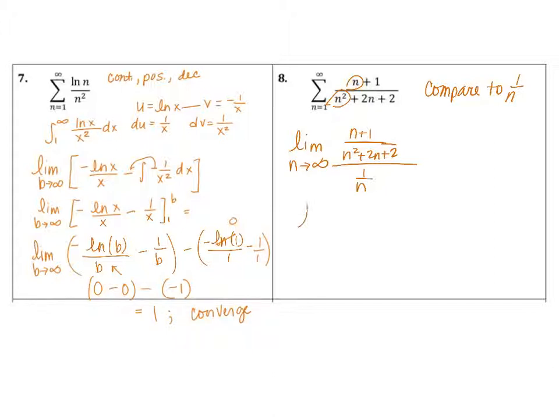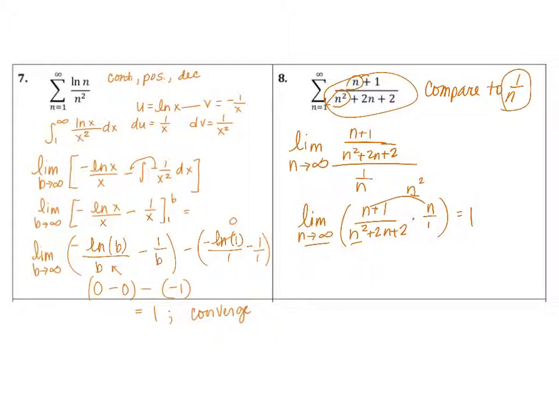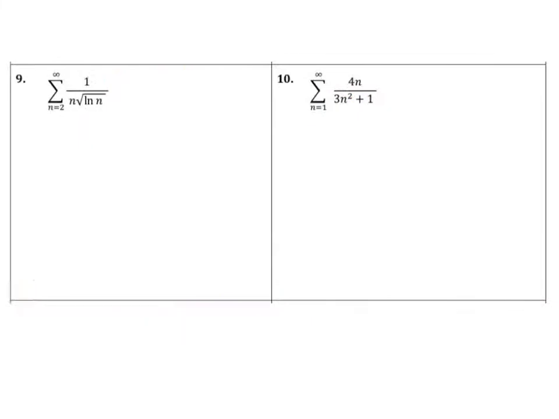Sweet goodness. So this is going to be the limit as n approaches infinity of n plus 1 over n squared plus 2n plus 2 times n over 1. And so we see that here we're going to end up with an n squared over an n squared as n approaches infinity. So that's balanced. That's going to give us 1, which is positive and finite. So therefore, this series is going to do what this series does. And so this diverges by the limit comparison test.